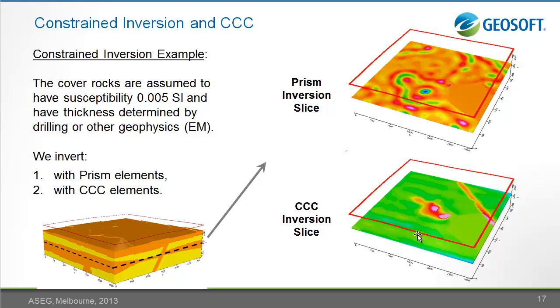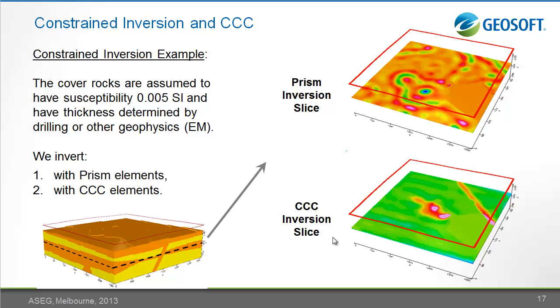So you can see here that if I use prism elements, what has happened of course is that the artifacts from the surface, the constrained surface, have forced the inversion to somehow compensate for them by putting variation in the model at depths to compensate for the errors that are associated with the incorrect computation in the upper surface.